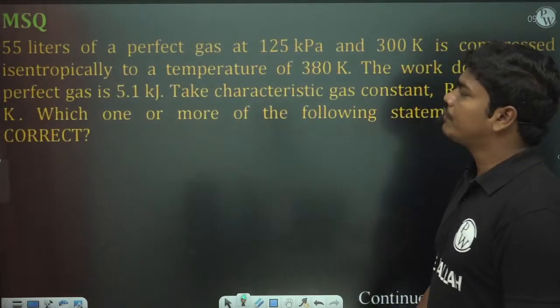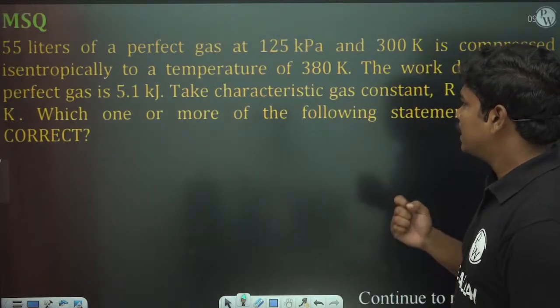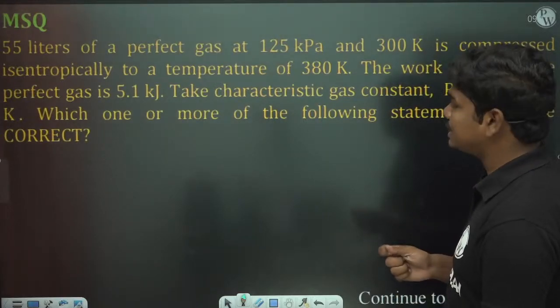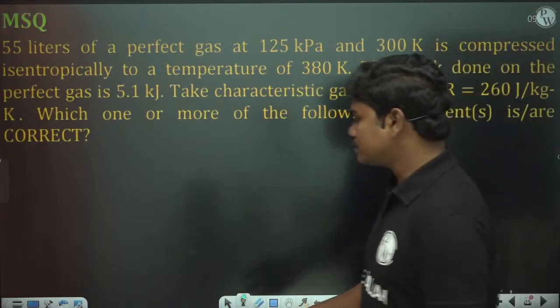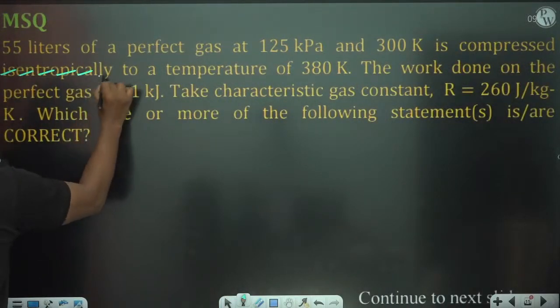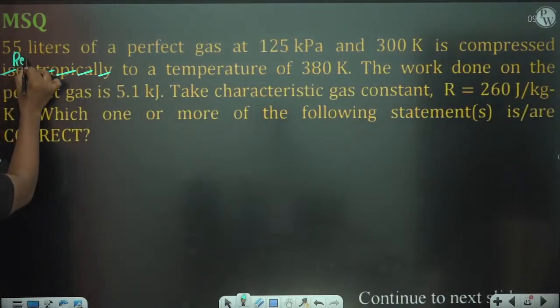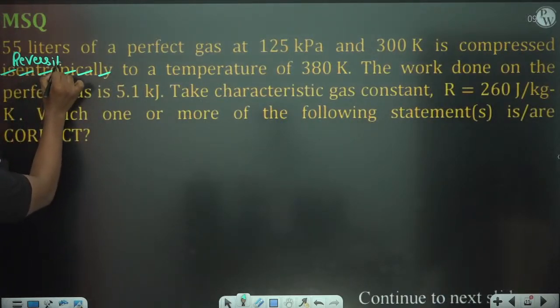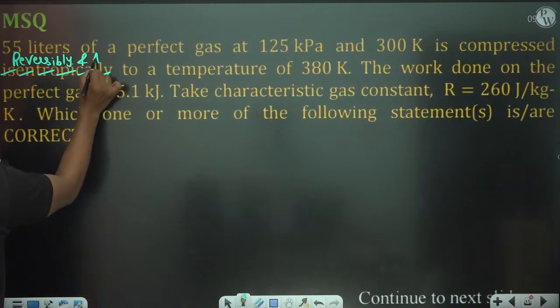MSQ: 55 liters of a perfect gas at 125 kilopascals and 300 Kelvin is compressed isentropically. Right now you don't know what isentropic is, so instead of this word, let us write irreversibly and adiabatically.